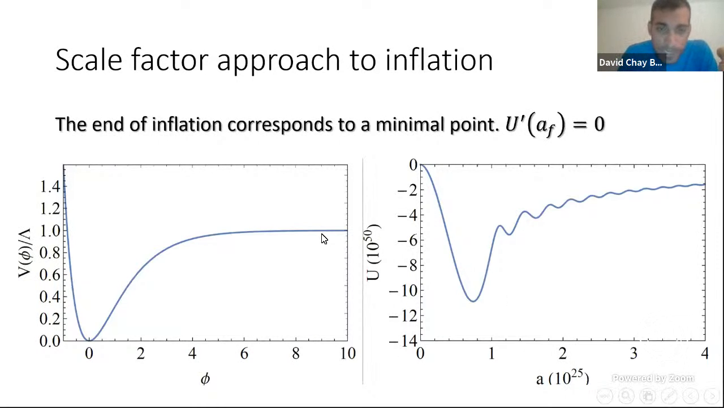Let me tell you how this form, U of A, actually corresponds to V of phi, the original potential. As long as you have a very smooth potential, you have a de Sitter phase. This is why you have an inverse parabola. At the end of inflation, you have a minimal point. And then the universe oscillates, which means that you have some generation of particles, particle creation.